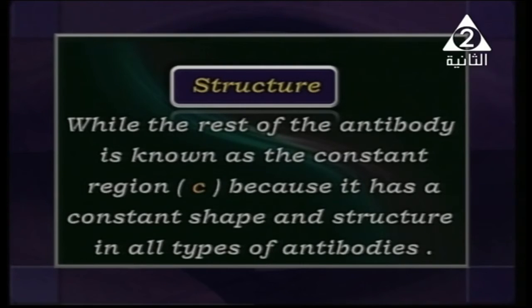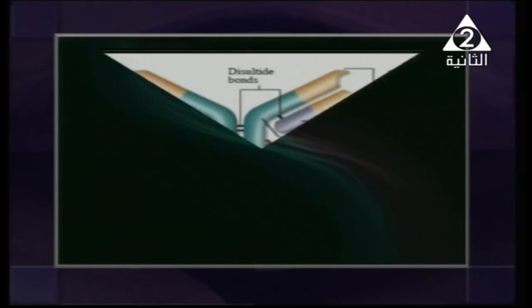While the rest of the antibody, the remainder, the other part, is known as what? The constant. Again, the antibody consists of 2 main parts. One of them is variable, we call it V shape, and the other is constant, and it doesn't change, and we call it C, or the constant region. Because it has a constant shape and structure in all types of antibodies, contrary to the V region, which varies from one antibody to another.